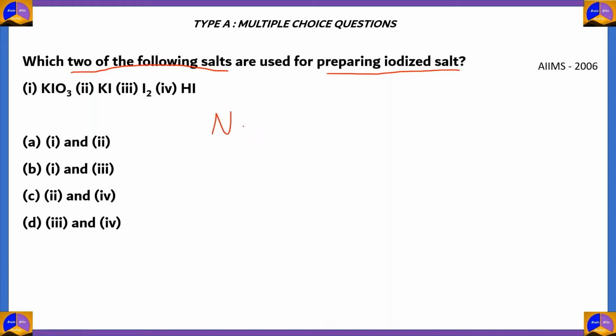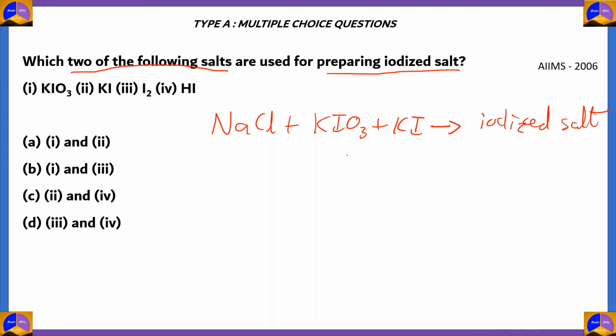The process for making iodized salt is as follows. NaCl plus KIO3 plus KI gives you iodized salt. So therefore, KIO3 and KI, which are options 1 and 2, are the salts used to prepare iodized salt. Therefore, option A will be the right option.